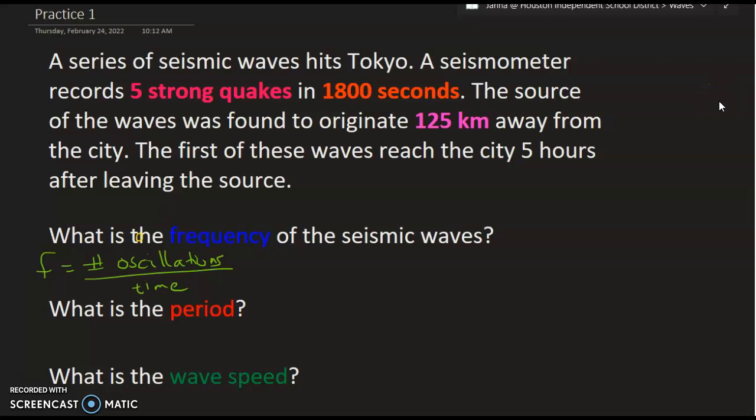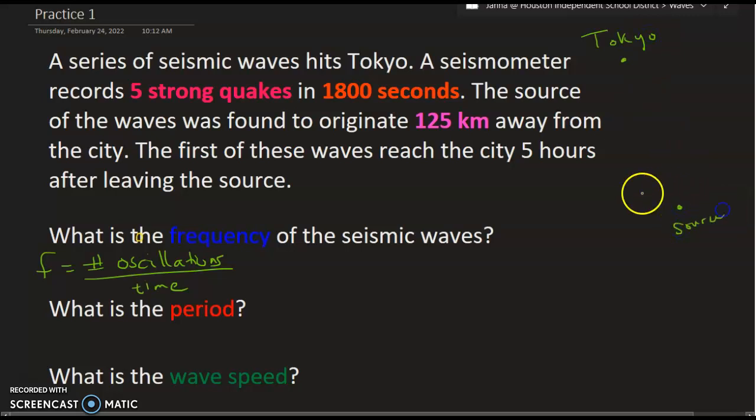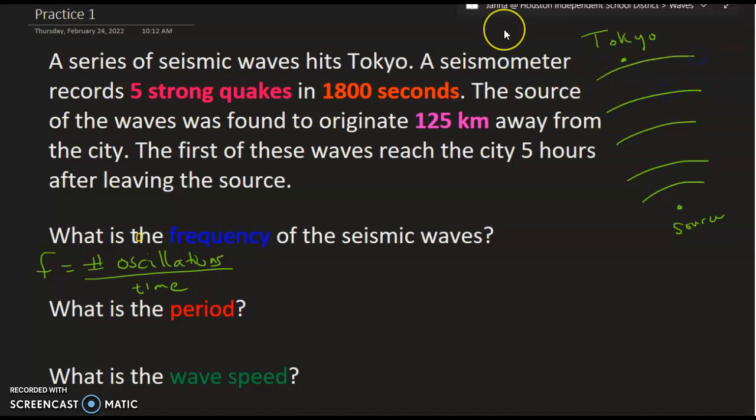Let's draw a picture. Here we have Tokyo. And then out here is the source of the waves. And these waves, they're going to leave the source. 1, 2, 3, 4, 5. And they're going to hit Tokyo. They leave the source. It takes them 5 hours to travel this distance.